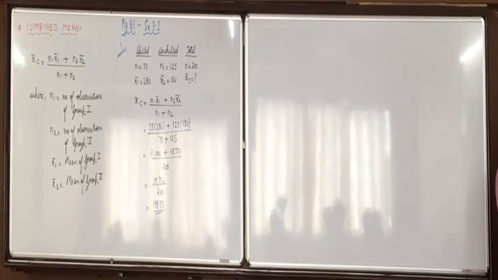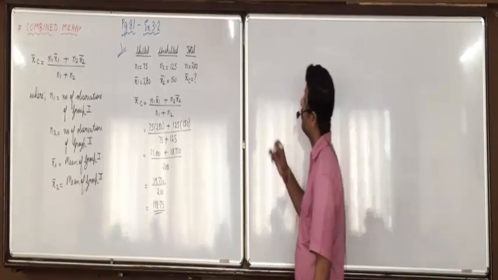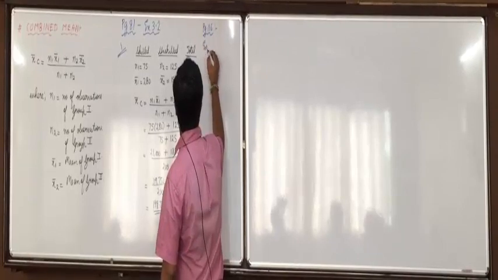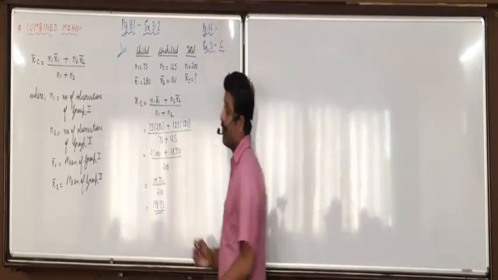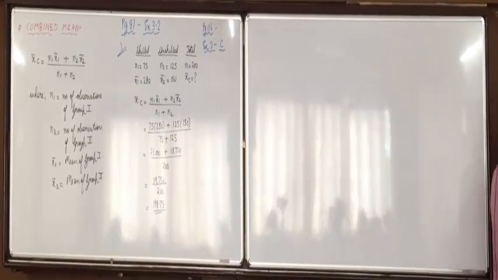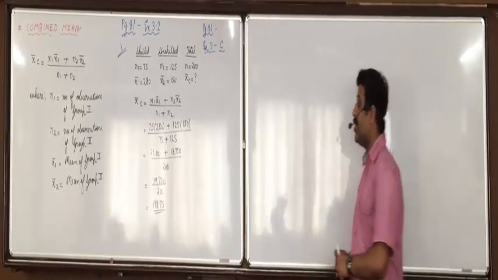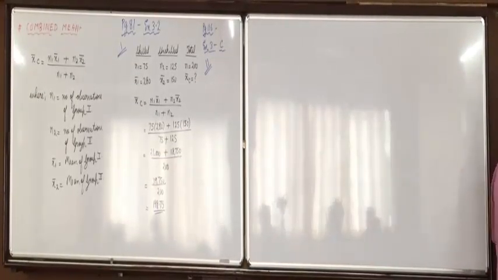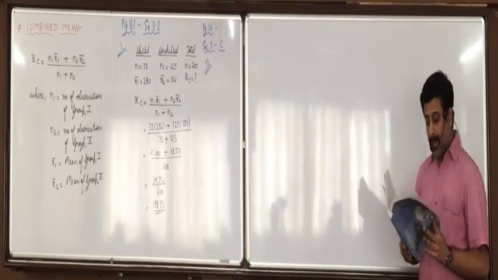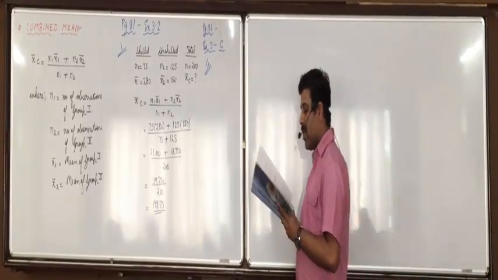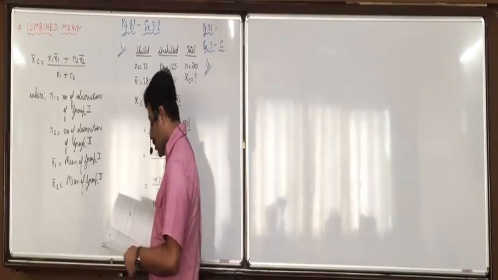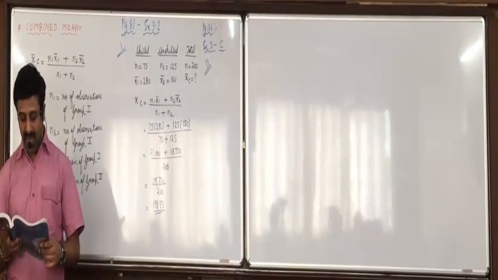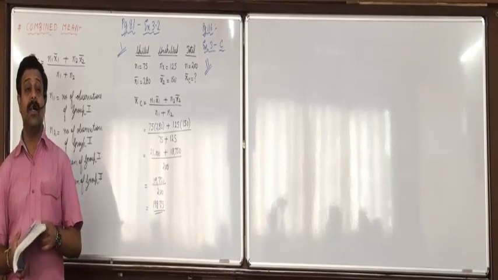Page 116. Exercise 3, section C. Question number 11. I'll discuss it and you'll try it on your own, be attentive. First I'm reading the question, then I'll ask you, so be attentive. The mean marks of mathematics of 40 students in a class is 76, whereas the same for the other class of 50 students is 85. Find the mean marks of mathematics of students in both the classes together.